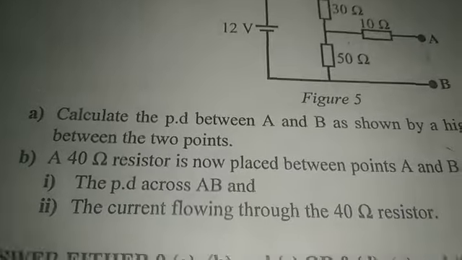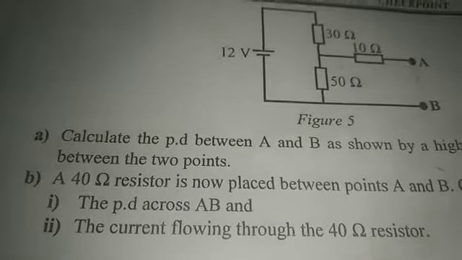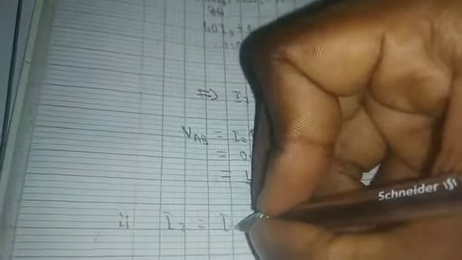So finally, Roman 2 states the current flowing through the 40 ohm resistor. So we have to calculate the current flowing through the 40 ohm resistor, but we've already done that. So I2 will be equal to the current flowing through the 40 ohm resistor, and therefore the current flowing through the 40 ohm resistor, oops, I have to put ohms, is equal to 0.11 ampere. So that's basically it for the A and B parts.